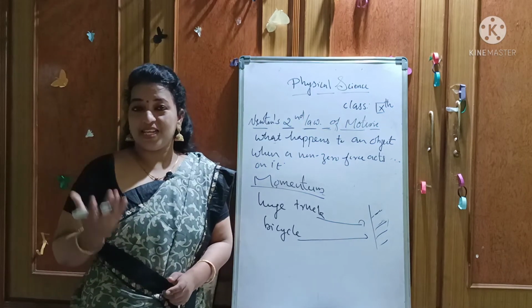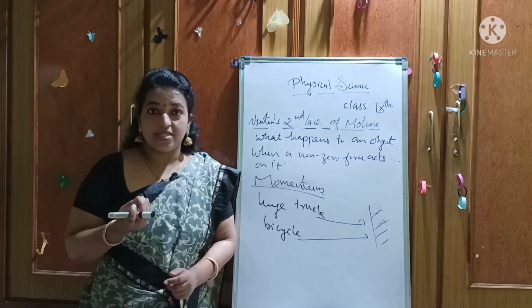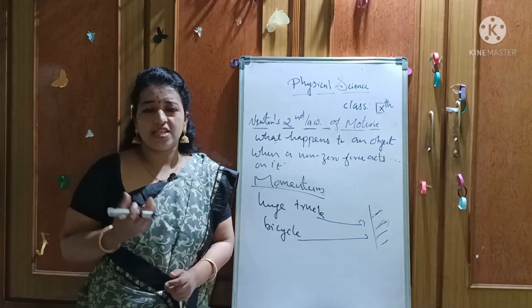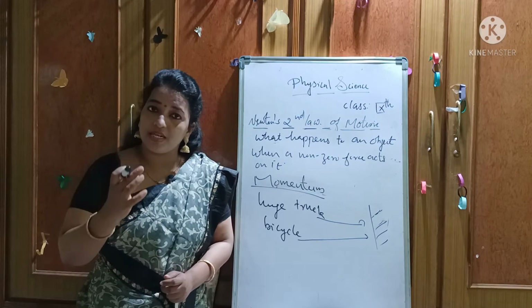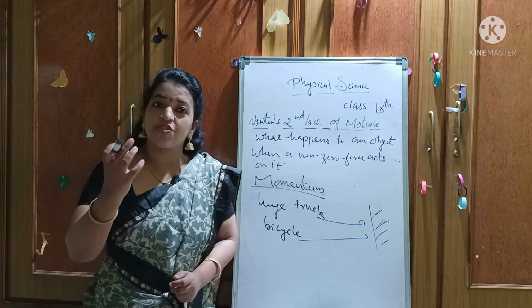Okay, so let's see another example. A bullet, very small in size, fired from a gun can cause more damage to the wall.